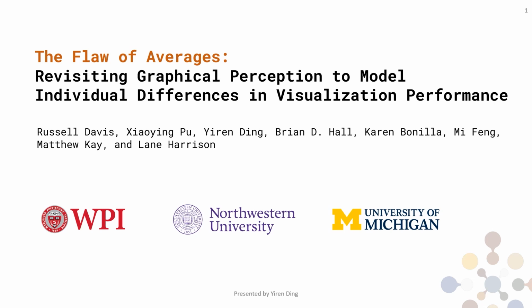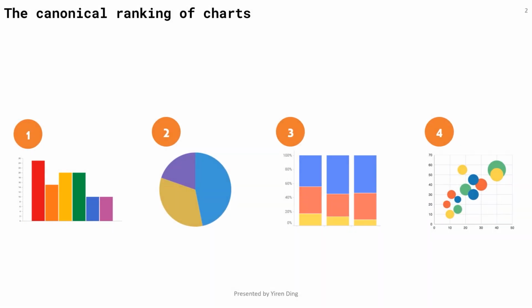Welcome to our presentation, The Flaw of Averages: Revisiting Graphical Perception to Model Individual Differences in Visualization Performance. Data visualization researchers investigate the effectiveness of different encoding channels by empirical studies. Here is the canonical ranking of 4 chart types. A bar chart is widely regarded as one of the most effective data visualizations. This is due to the inherent perceptual ability of people.